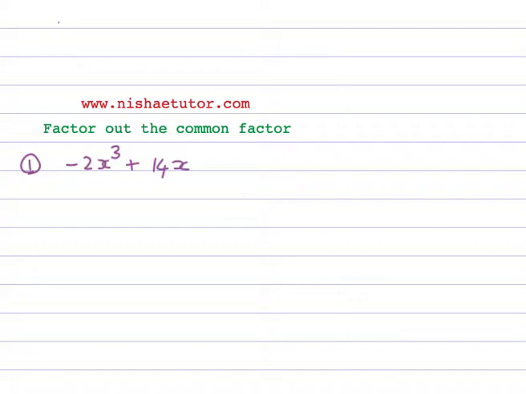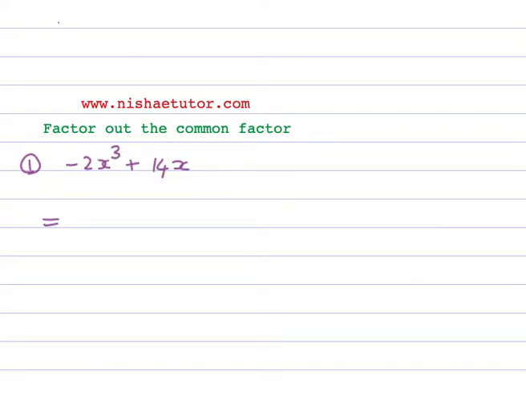Factoring, or factoring out the common factor. So, let's try an example. Let's see this: minus 2x to the power 3 plus 14x. This is an algebraic expression, and we have to take something as a common factor. So here two terms are separated by this plus sign.